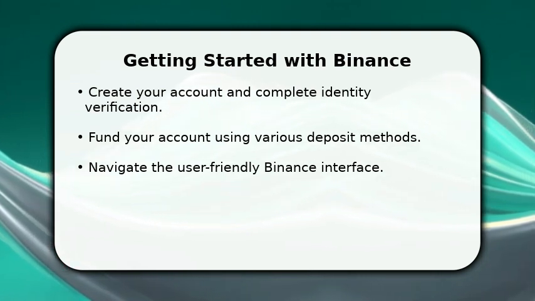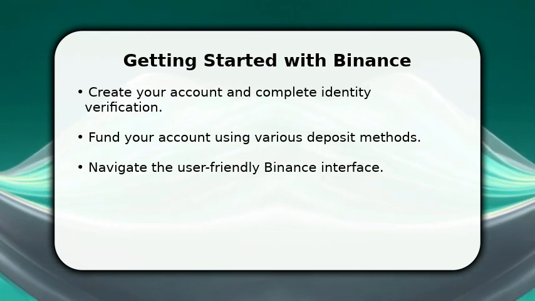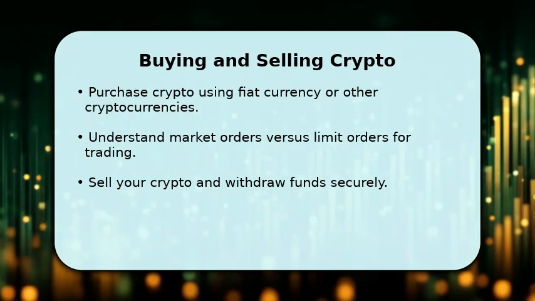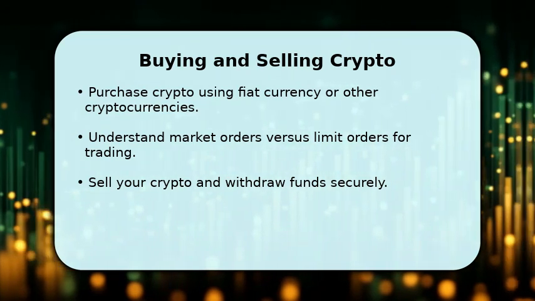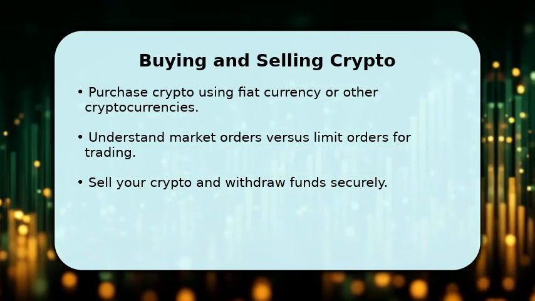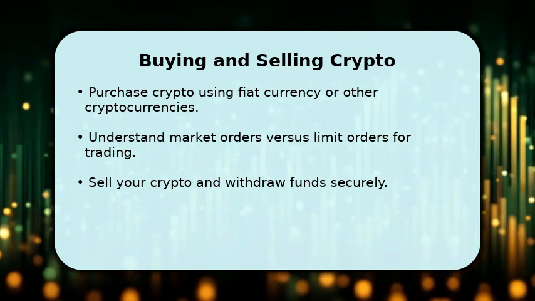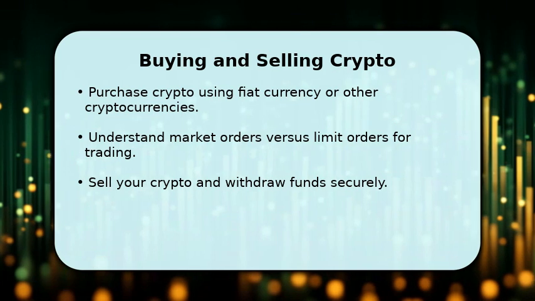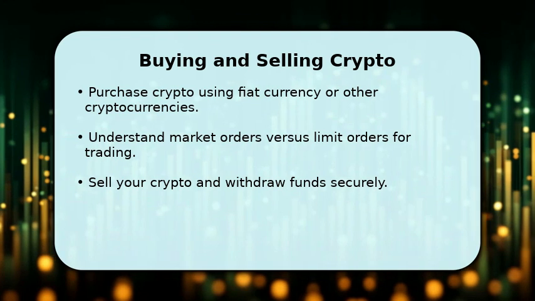Take a moment to familiarize yourself with the platform's intuitive interface to find your way around. Now, let's dive into buying and selling. You can purchase cryptocurrencies directly with fiat currency or by exchanging other digital assets. It's important to understand the difference between market orders, which execute immediately at the current price, versus limit orders, which allow you to set a specific price.